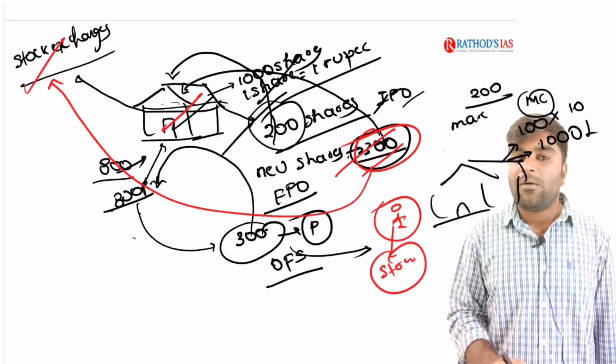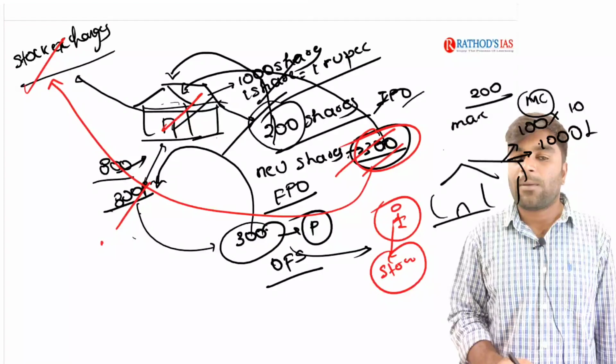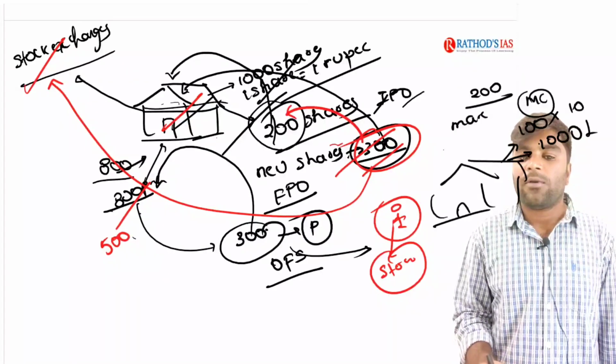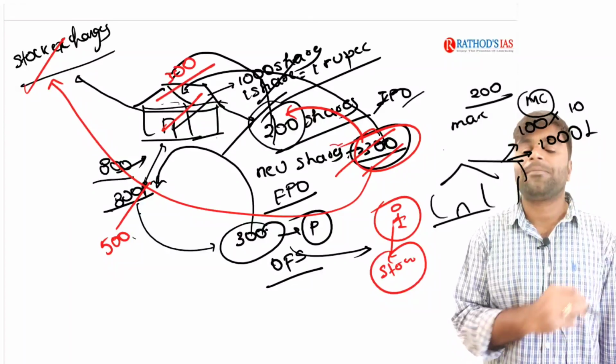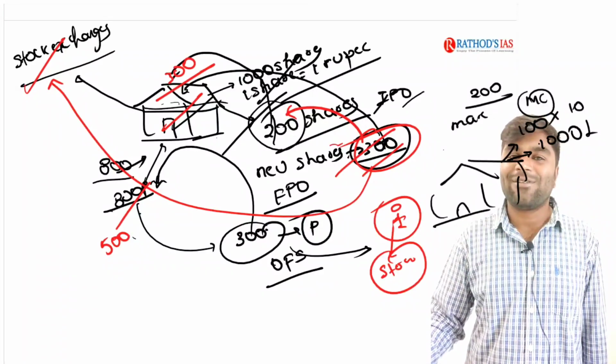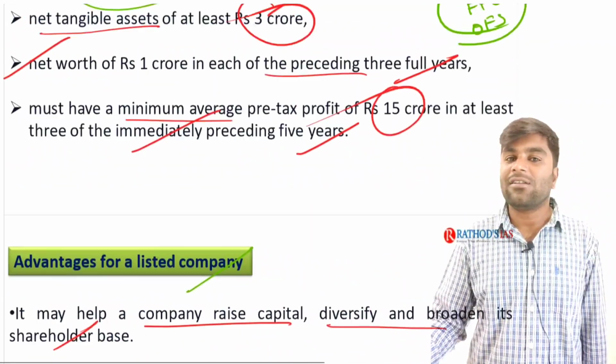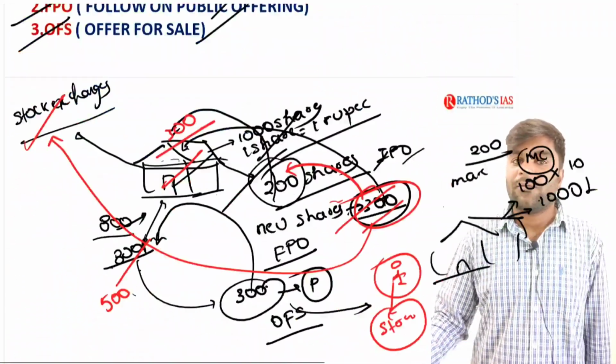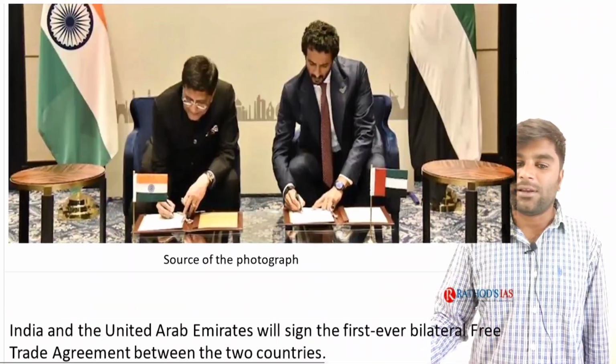Now when we go further into this example, the promoters now have 500 shares and the company now has the additional 300 shares, right? This is the main difference between the follow-on public offering, initial public offering and offer for sale, right? I hope it is very clear.